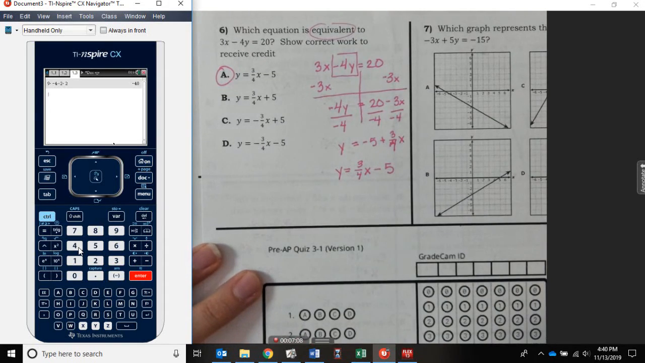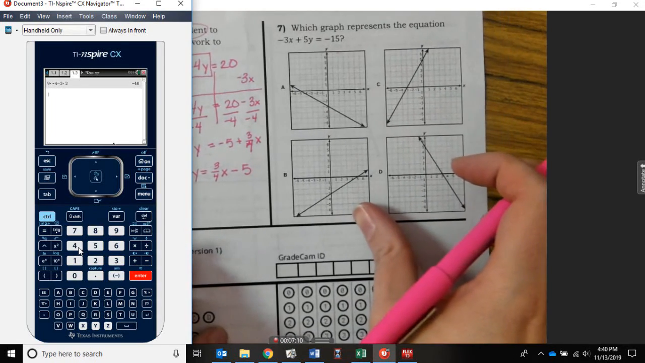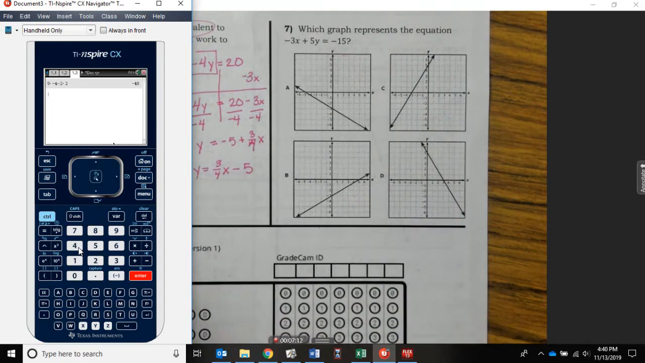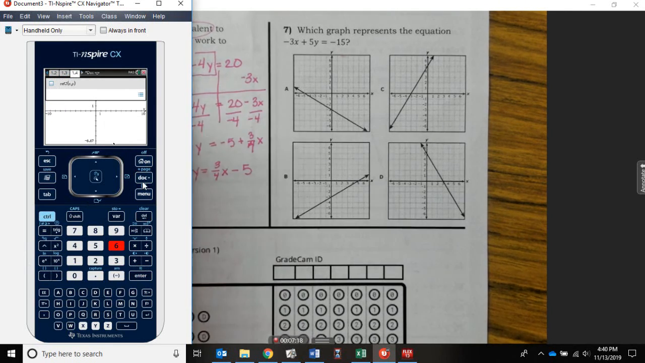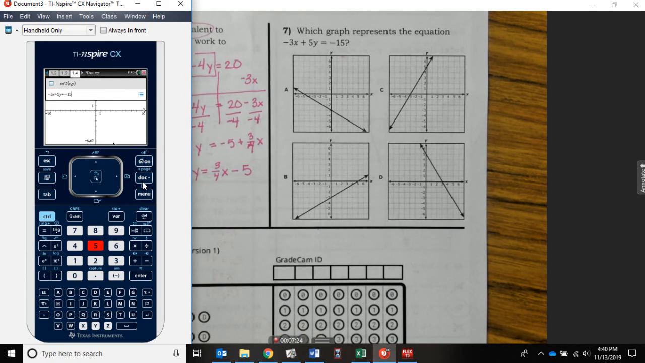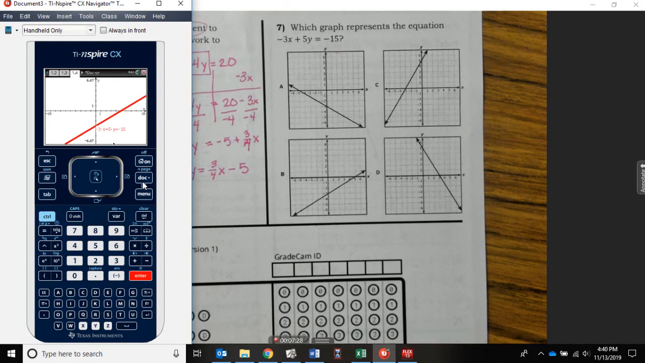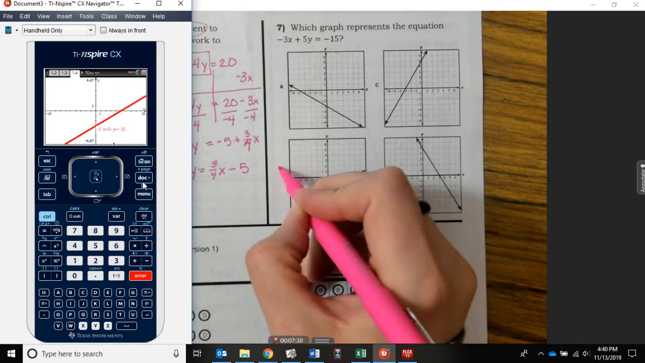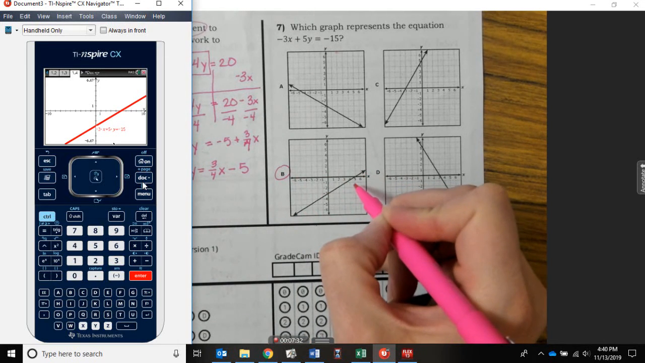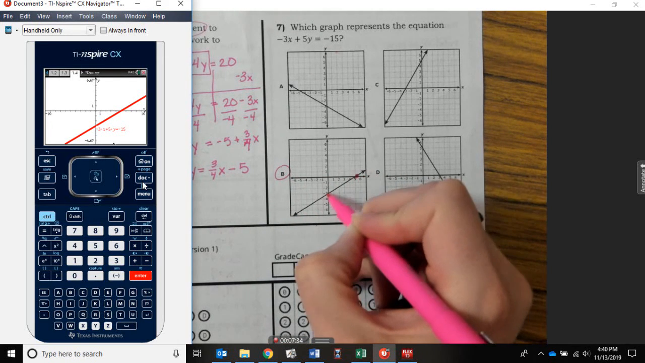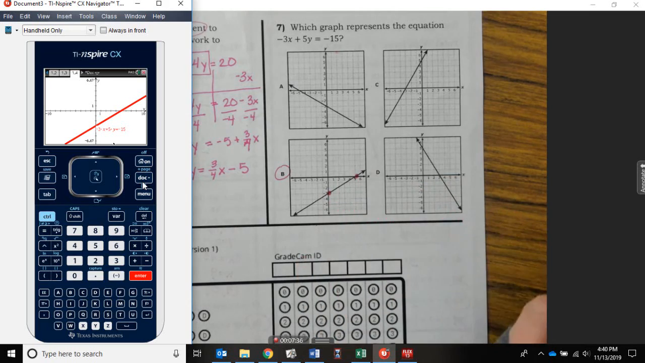All right, and then on number 7, which graph represents this equation? This is just a matter of going to a graph page and typing it in. So we delete the equal sign, pick a relation, and I have negative 3x plus 5y equals negative 15. We graph it and see which one matches, and the only one that looks the same is letter B. It's going up. It crosses at positive 5 on the x and negative 3 on the y.